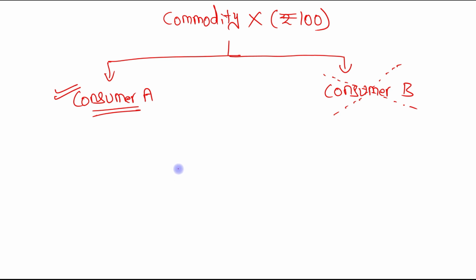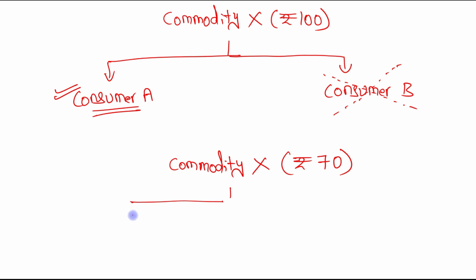Now let's suppose that the price of this commodity falls to rupees 70. Consumer A, who was earlier able to afford the commodity at rupees 100, will also be able to afford the commodity at rupees 70, right? So consumer A is still able to afford the commodity.